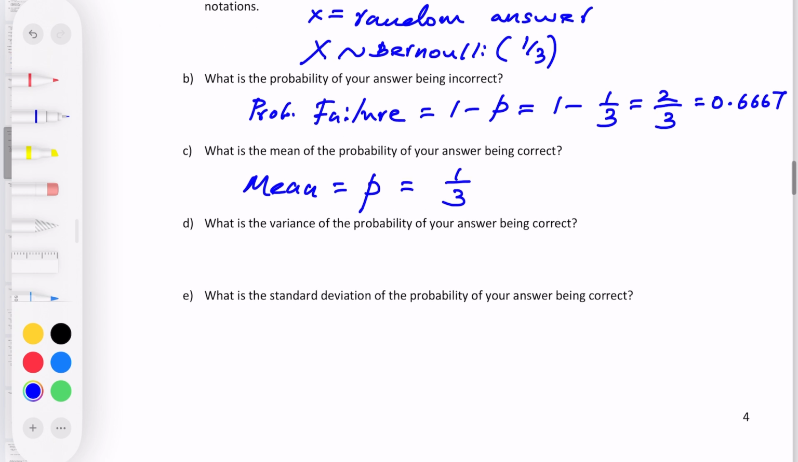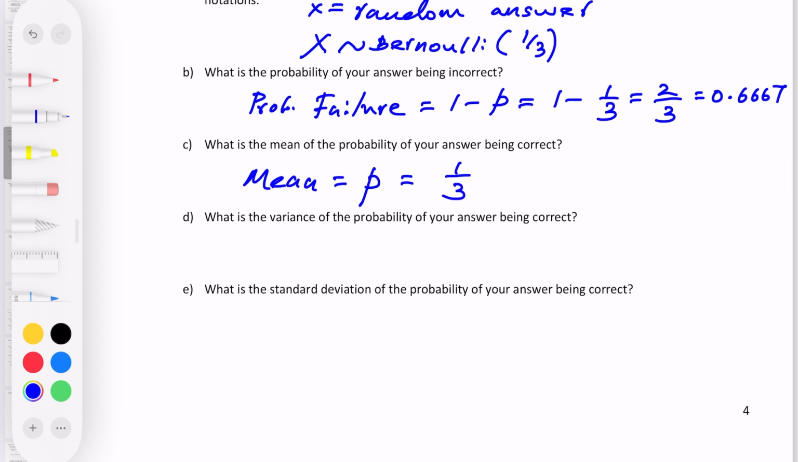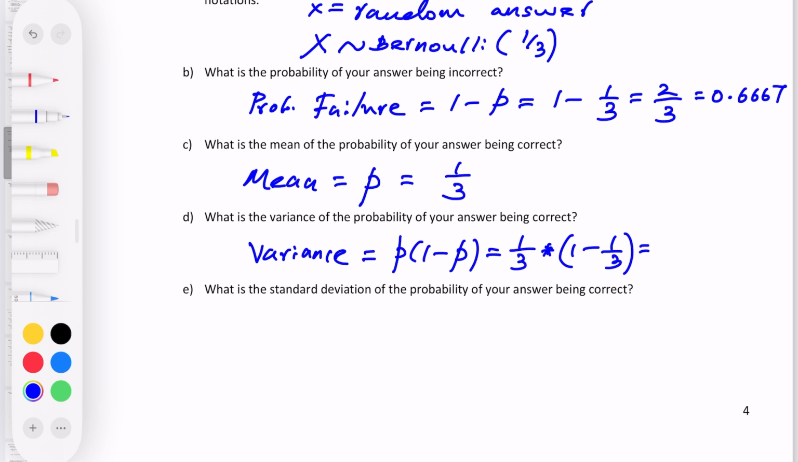Let's go to part D. What's the variance of the probability of your answer being correct? We simply need the variance for the Bernoulli distribution. How did we define the variance for the Bernoulli distribution? We defined the variance to be equal to p times 1 minus p for the Bernoulli distribution. Since p is equal to 1/3, it's going to be equal to 1/3 times 1 minus 1/3, which will be simplified to 1/3 times 2/3, which is 2/9.